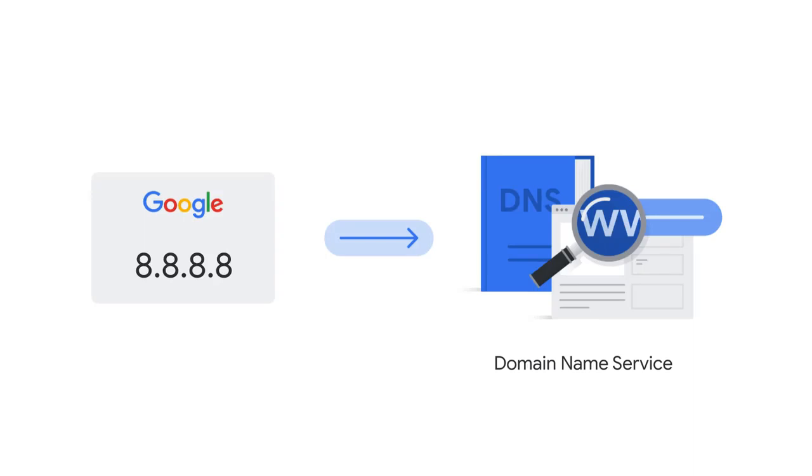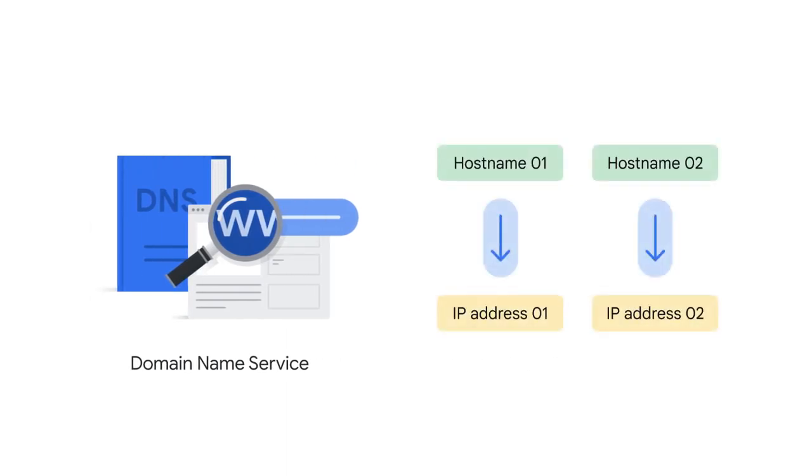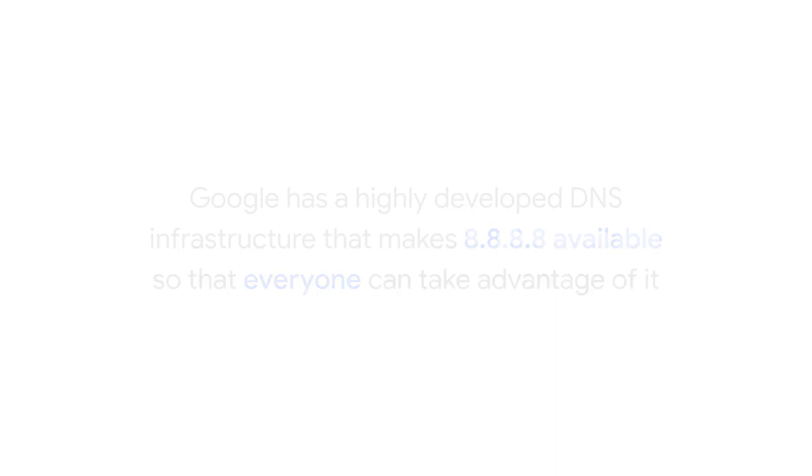One of the most famous free Google services is 8.8.8.8, which provides a public domain name service to the world. DNS is what translates Internet hostnames to addresses, and as you might imagine, Google has a highly developed DNS infrastructure. It makes 8.8.8.8 available so that everyone can take advantage of it.